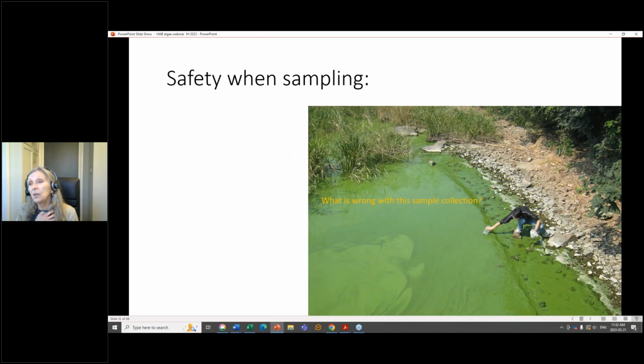When you're conducting cyanobacteria sampling, it's really important to be safe. And there's a few things that are very concerning to me about this individual. I wonder if you can spot a few before I point them out.